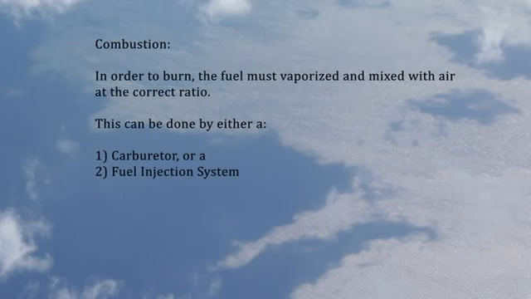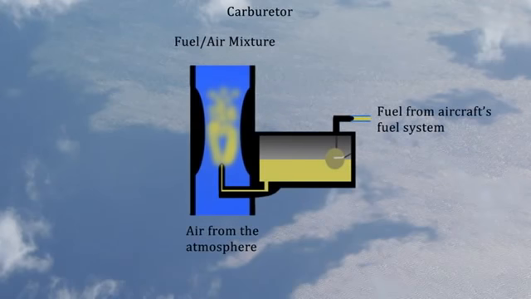In order to burn, the fuel must be vaporized and mixed with air at the correct ratio. This job can be performed by either a carburetor or a fuel injection system. The carburetor contains an open pipe with a shaped restriction or venturi inside. The venturi momentarily accelerates the intake air, lowering its pressure and temperature.